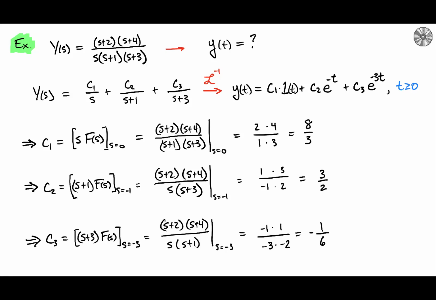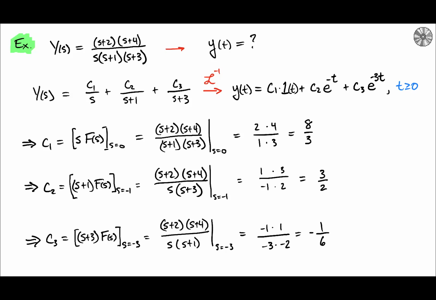To find C2, we multiply the original function by S plus 1. And so that cancels it out of the denominator. And so now the denominator will just have S and S plus 3. And now we evaluate at that root, which is S equals -1. And so if you plug in -1 into each of the terms, in the numerator you get 1 times 3, and in the denominator you get -1 times 2. And so once you solve that out, I think I'm missing a minus sign here, that should be -3/2.